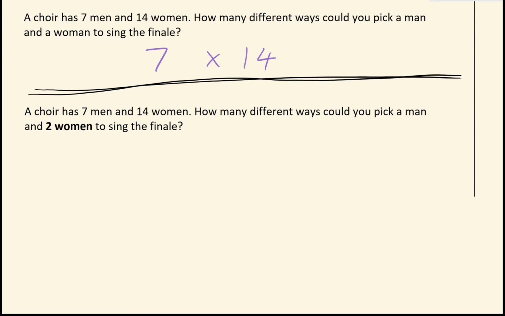Let's go to the same question, let's change it slightly. Now we've got 7 men, 14 women still, but now we want to pick a man and 2 women to sing the finale. Okay? So we're going to basically work out the men and work out the women separately. Should be 2 separate questions, and then we're going to times them together. So same way I did 7 times 14, I'll do number of options to get the men times number of options to get the women.